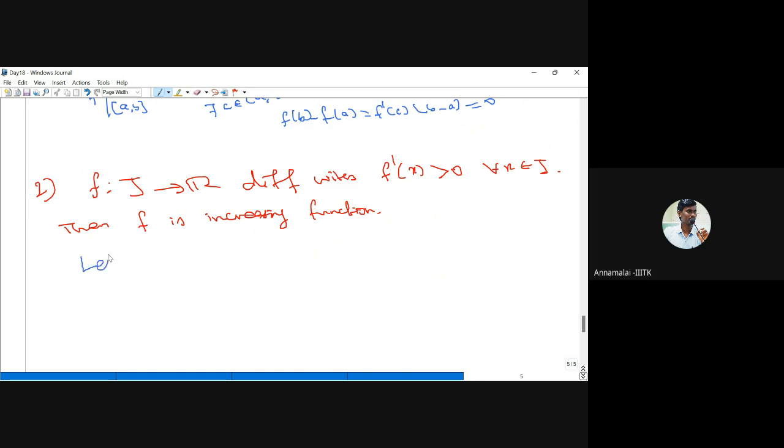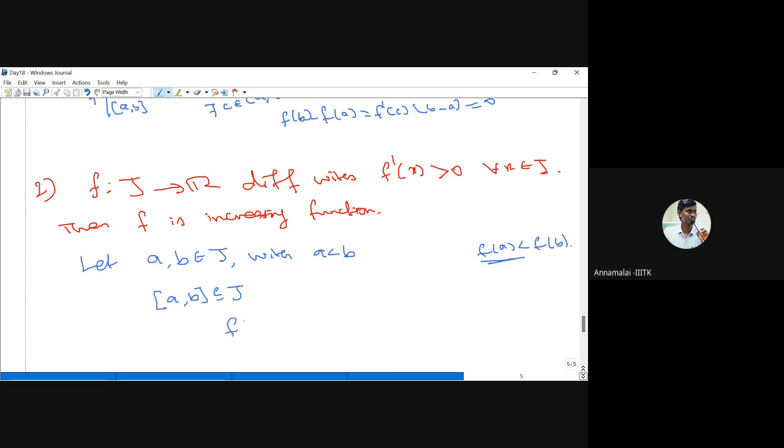So let a, b in J with a less than b. What we have to prove is f of a is less than f of b. That is our aim. Now consider the closed interval a, b. This is a subset of J anyway. Since f is a differentiable function on J, f is differentiable on the closed interval a, b, and therefore continuous. Now apply the mean value theorem to this.